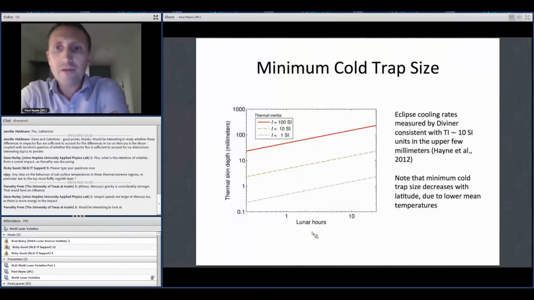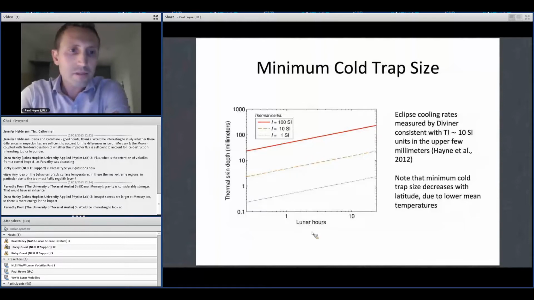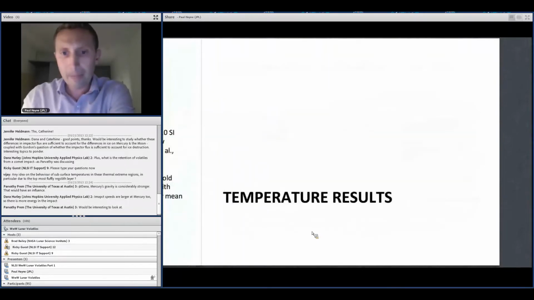And we find that the typical values are around 10 SI units in thermal inertia. So that's the middle line here, the dashed line. And so what this means is that the maximum penetration depth for one of these diurnal thermal waves is roughly 10 millimeters, about a centimeter. And so what this means is that the minimum size of a cold trap you'd expect is going to be roughly on this scale. So you can expect cold traps as small as 10 millimeters.